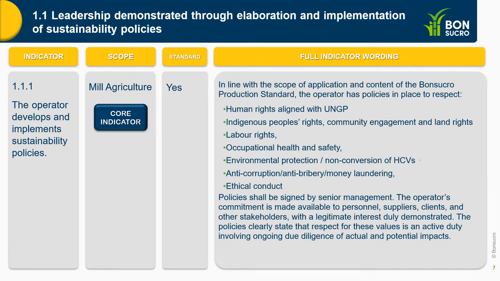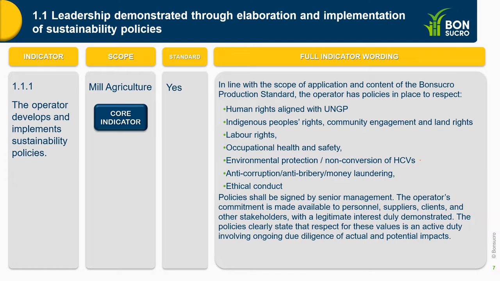So the first indicator of this criteria is 1.1.1, and the only indicator. The operator develops and implements sustainability policies. This is a core indicator, of course, in the scope for mill and agriculture, and the standard is yes, of course, to validate that they exist.